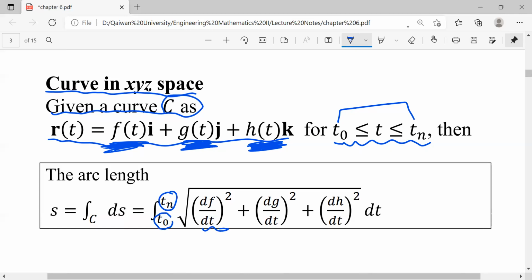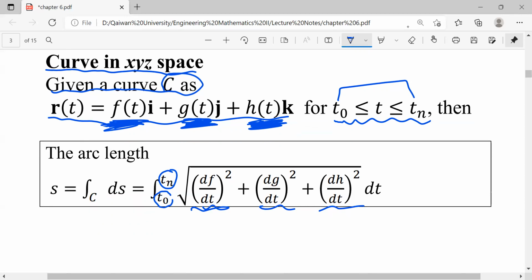As you see here, we have only a function of t, because f, g, and h are functions of t. If we find the derivatives, it's still a function of t, and then squaring them is still a function of t. All together in a square root, it's a function of t, then dt. So t is from t naught to tn. We find this integration, and it will be the arc length for that curve.